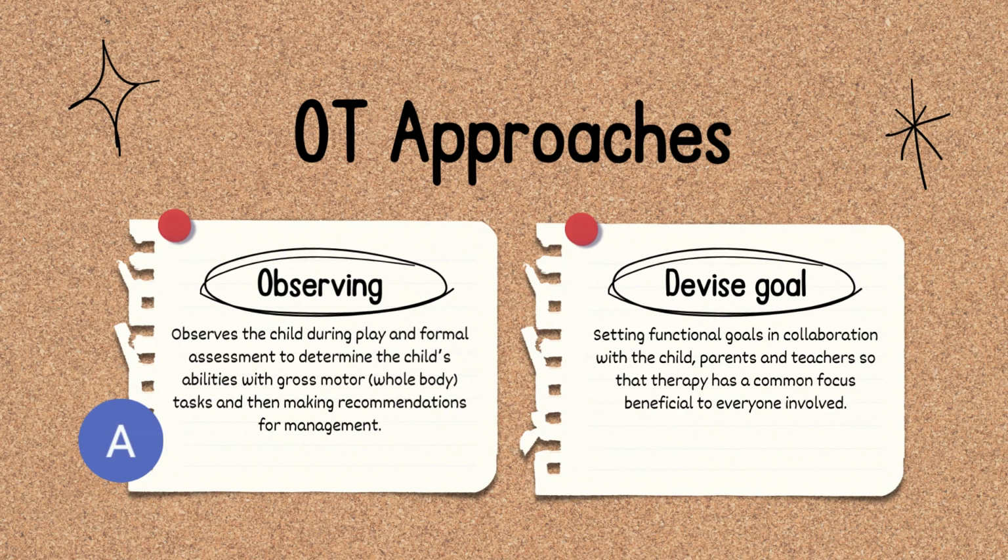Afterwards, we devise the goal. We set up functional goals in collaboration with the child, the parents, and the teacher, so that the therapy has a common focus and everyone is involved. This means that when an occupational therapist devises a goal, the parents and the teachers need to be aware of it as well, the teachers if possible, but the parents need to be aware so that they are able to understand what the goal is and how to achieve it.